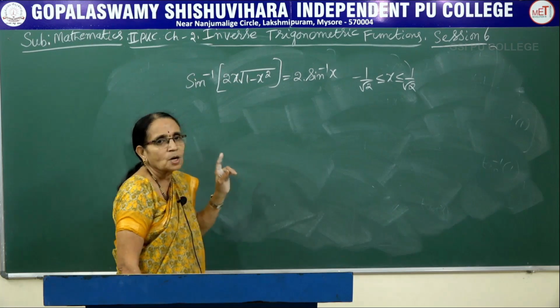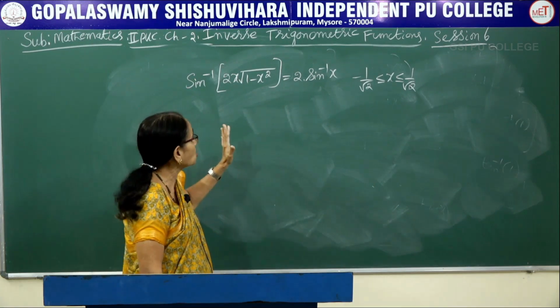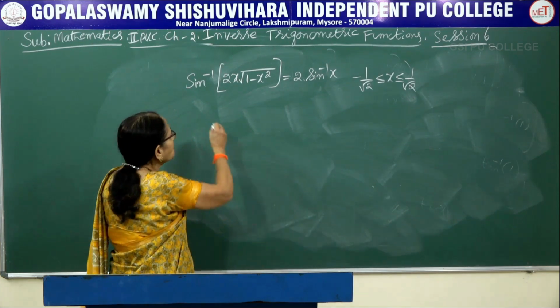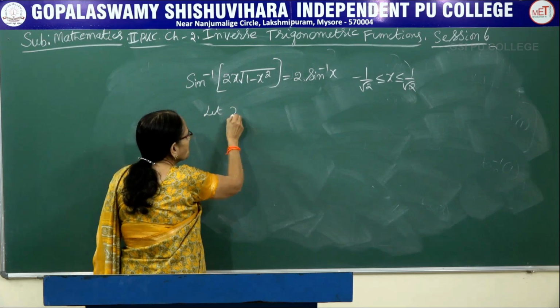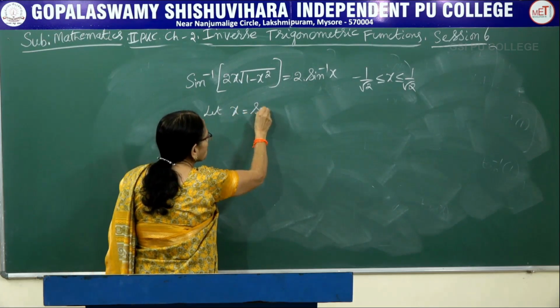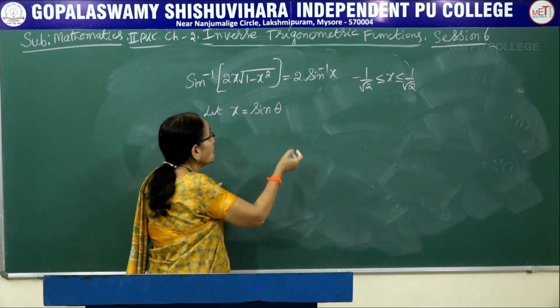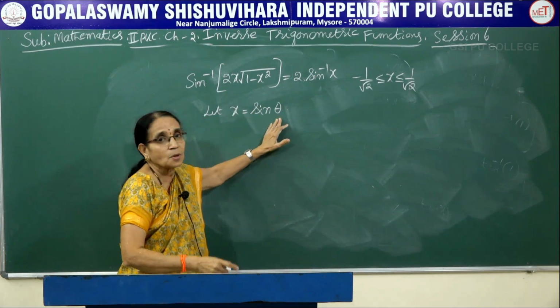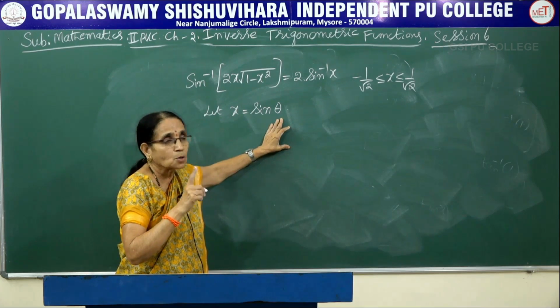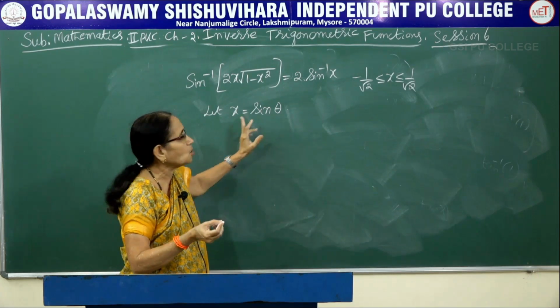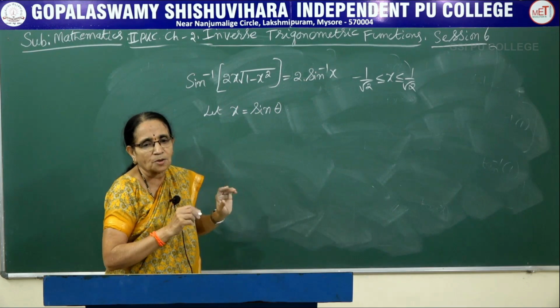Now sine inverse of 2x into root of 1 minus x square. Let me make an assumption here. Let x be equal to sine theta. Then see, this assumption we make only to simplify or to prove a certain result. Always you have to go back to the original variable x here.